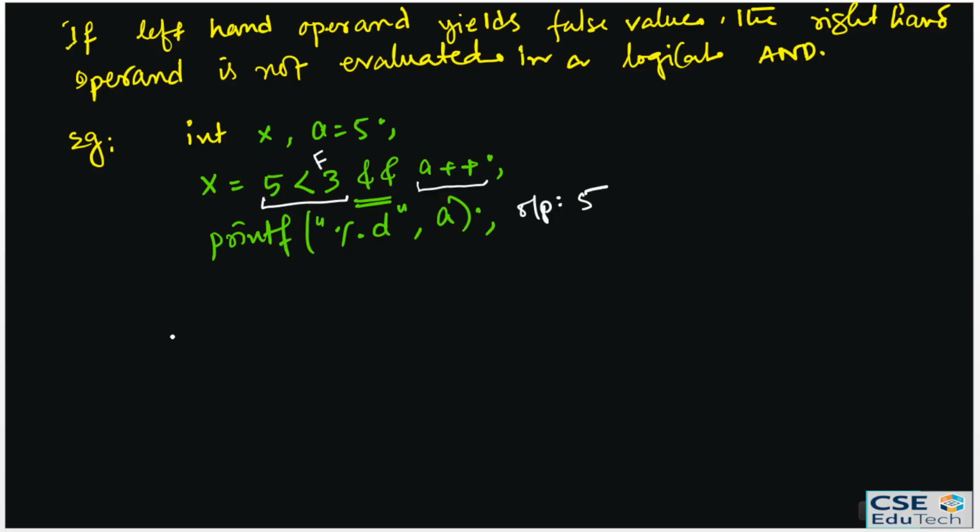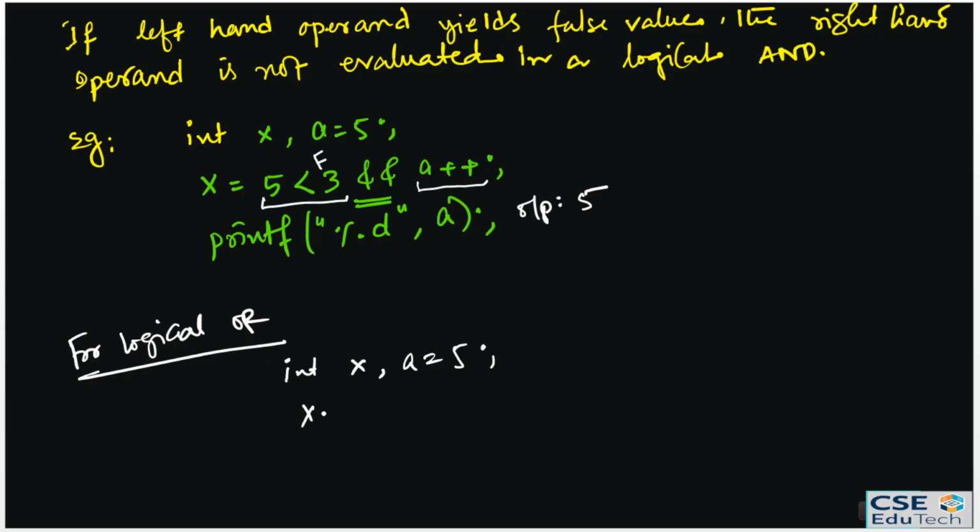But in case of OR operation, for logical OR, what happens? If the left hand operand yields the true value, the right operand is not evaluated. For example, suppose all are the same, int x and a equal to 5, and x is written 5 plus 3 or a++.